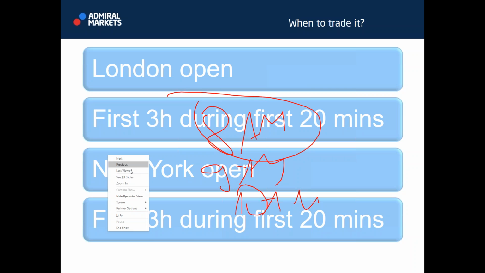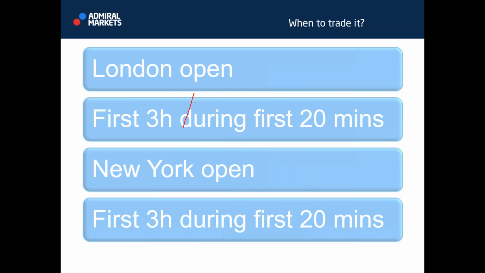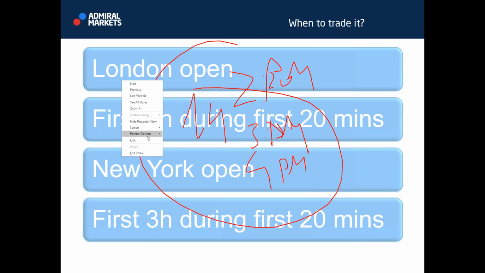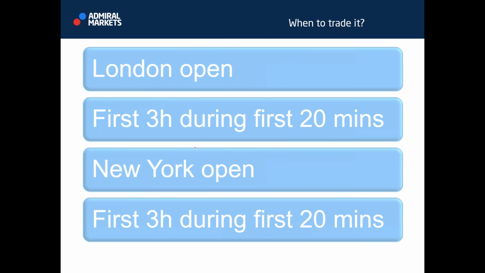Same for New York. Let's say that New York opens at 14:00, it's 2 p.m. So during the first 20 minutes of 2 p.m., the first 20 minutes of 3 p.m., and the first 20 minutes of 4 p.m. It means 2 to 2:20, 3 to 3:20, 4 to 4:20. And that is when we want to trade fakeouts. Solely that, and that is the final rule. We don't stray away from the rule. This is the time filter, and we want to apply it.